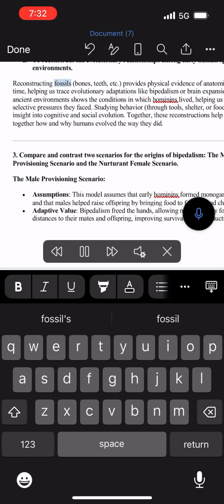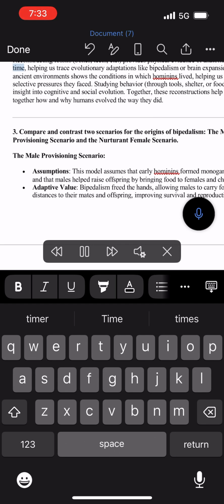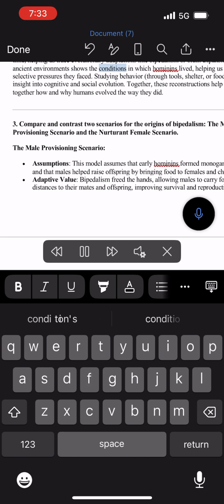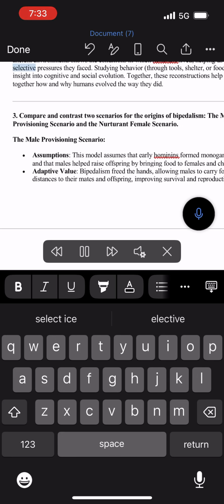Reconstructing fossils, bones, teeth, etc., provides physical evidence of anatomical changes over time, helping us trace evolutionary adaptations like bipedalism or brain expansion. Analyzing ancient environments shows the conditions in which hominins lived, helping us understand the selective pressures they faced.